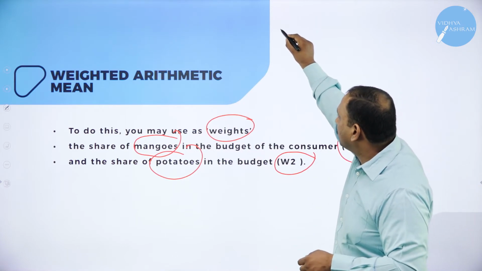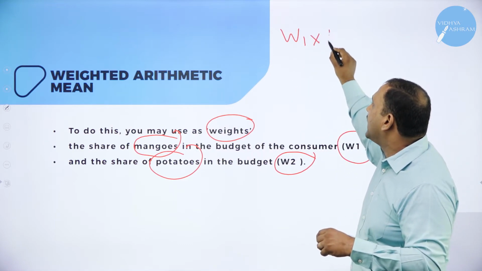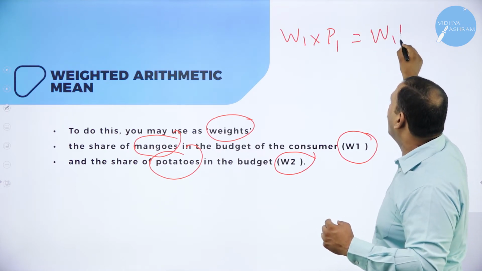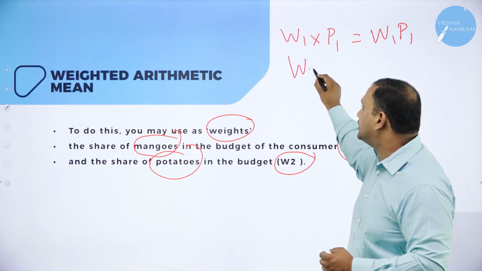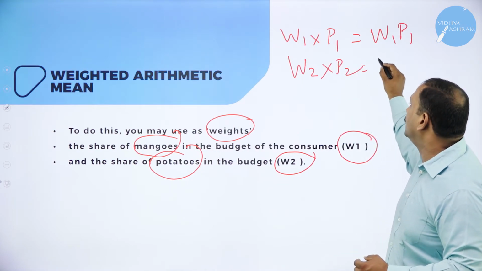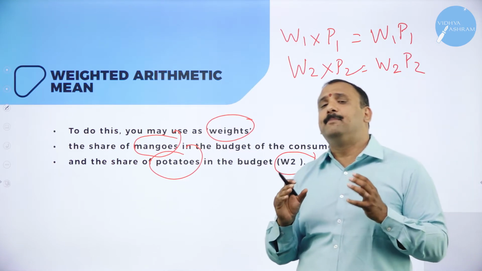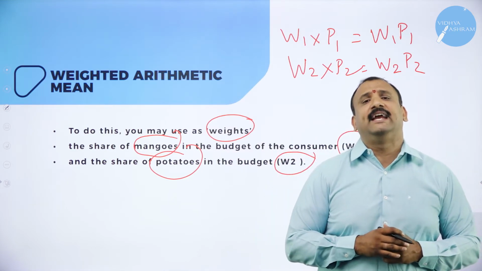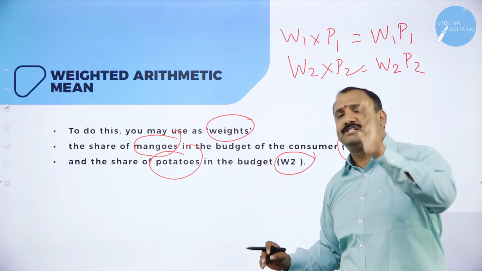Now, the weightage for mango is W1, which is going to be multiplied with price P1. So you would get the value W1 P1. Now you're going to do the same thing for potatoes. The weightage is W2, which is going to be multiplied with price P2. So the value here will be W2 P2. Like this you can do it for n number of variables in the series. What you will get in the end is an entire series of values, that is W1 P1 plus W2 P2.